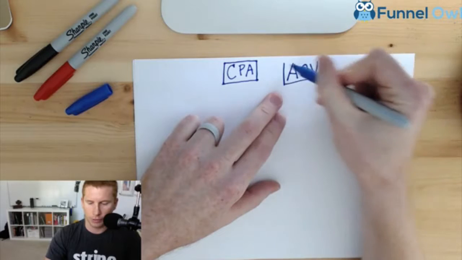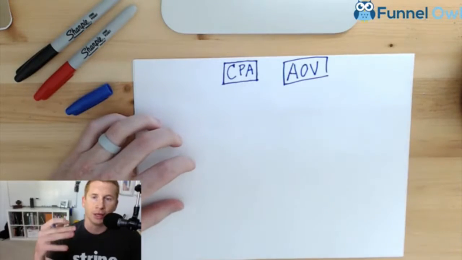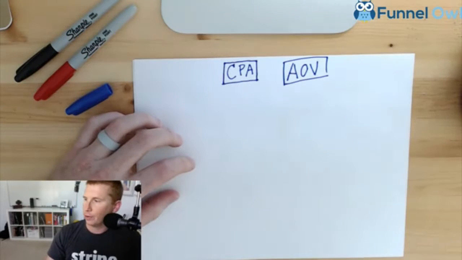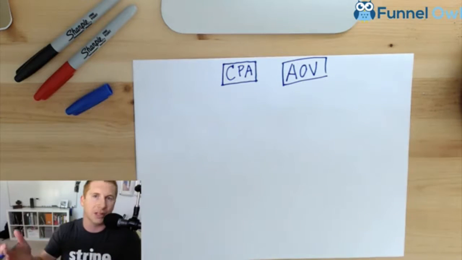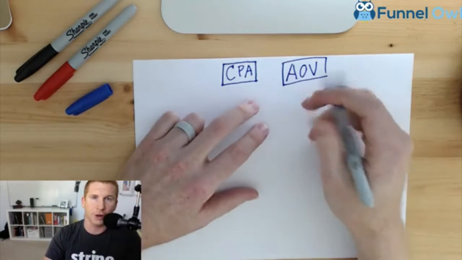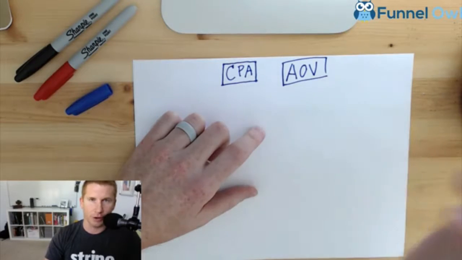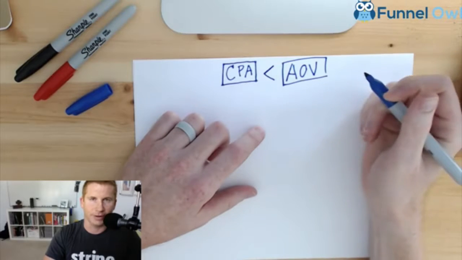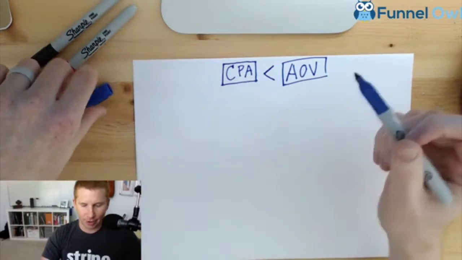AOV, which is average order value. When you acquire a customer, what's the average value, how much money are they giving you? Basically, that's the average order value. So if you want to run paid traffic at a profit, all you need to know is this. There it is. It's super simple, but let's look at how powerful this is.